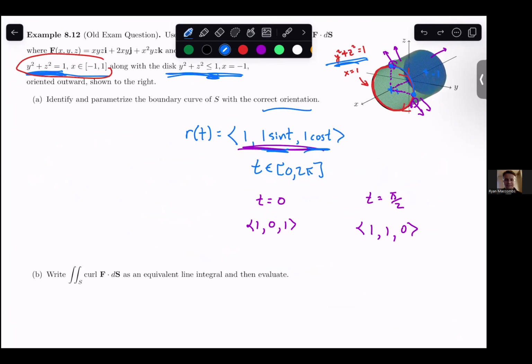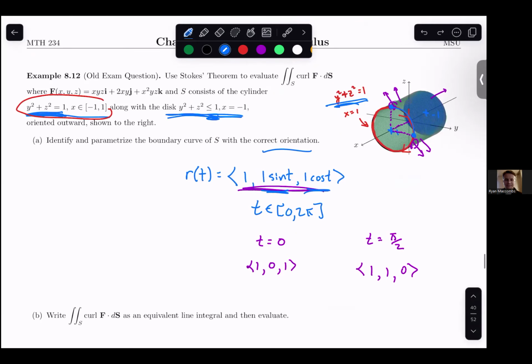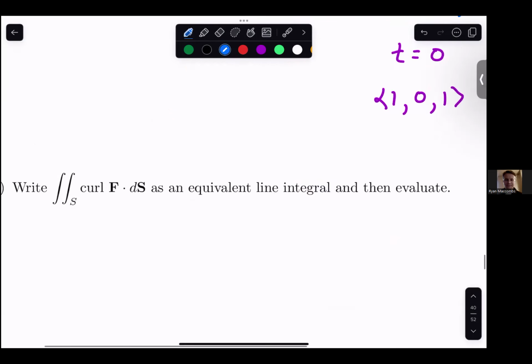So next up, we would like to evaluate out, surprise, surprise, right, a surface integral. So we're going to write this as an equivalent line integral and then evaluate. So this problem right here, it does even mention use Stokes' theorem. So the equivalent line integral that it's talking about is thanks to Stokes' theorem. So Stokes' theorem says that this surface integral of the curl of f can be traded in for f dot dr.